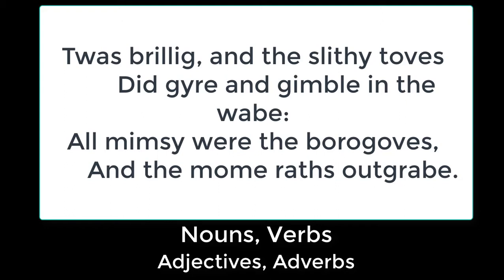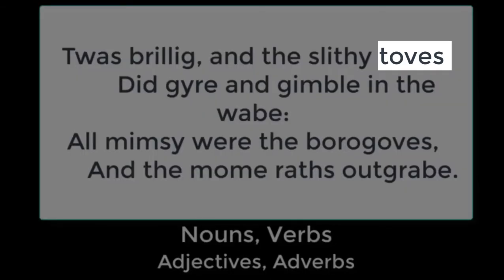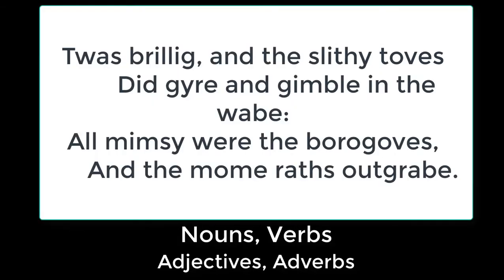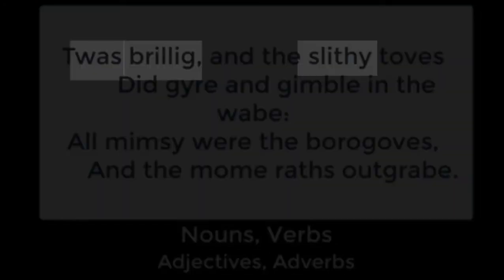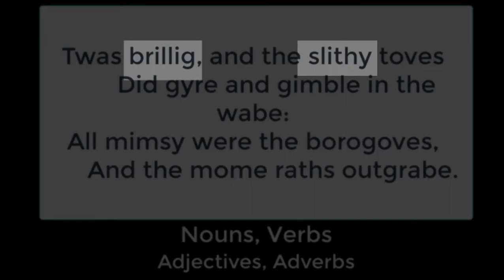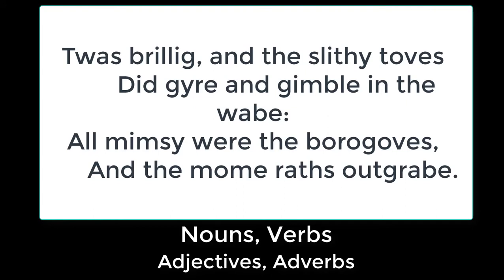The second, more important noun is toves, and you should be able to spot toves as a noun because it's got 'the' and then an adjective in front of it. Our verb is just was, and adjectives, there are 2 adjectives there, brillig and slithy. Brillig after the verb to be, it was brillig, and slithy before toves to describe the toves, and there are no adverbs there.